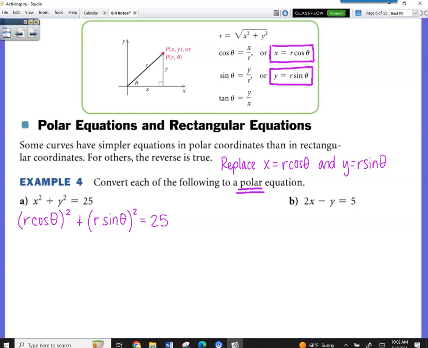So let's evaluate the squares. Be careful. There are two things here. There's an r and a cosine theta. So this would be r squared cosine squared theta, which looks really ugly, but that's what you would get when you clean up that squared. Same thing here. This would be r squared sine squared theta equals 25. Just a nice little reminder, don't square the theta. Theta doesn't change. It's the trig function that you write the squared.